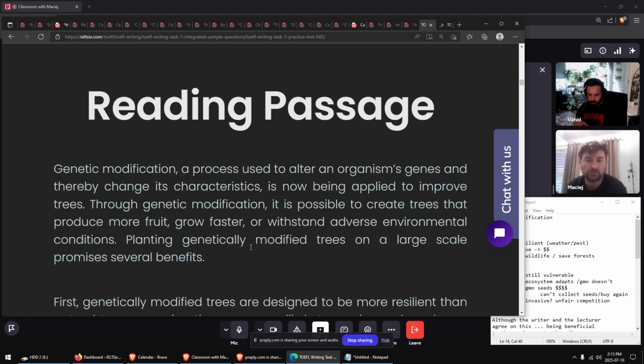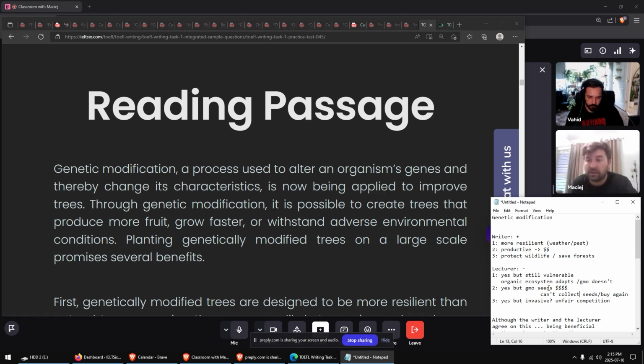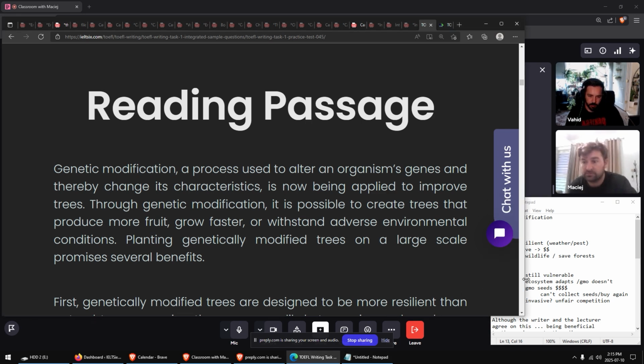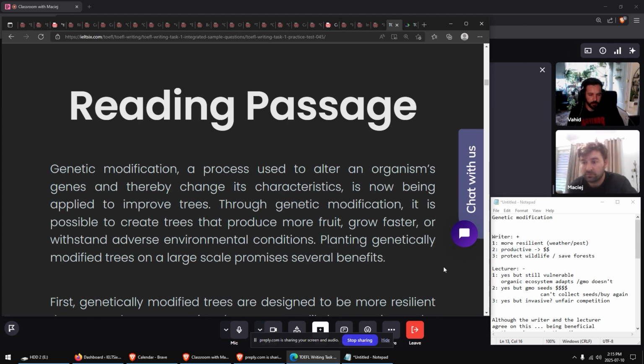So the writer believes that genetic modifications have several benefits. But the speaker believes that it's not so beneficial as the writer says. Um, yeah, that's one way.